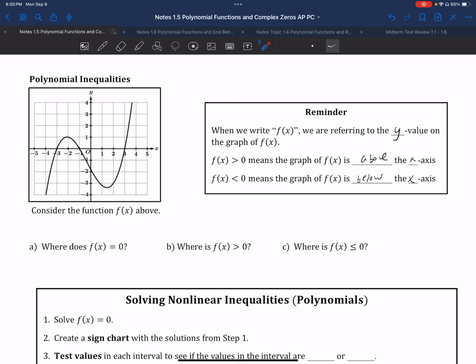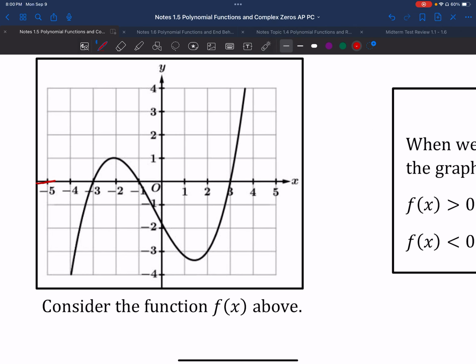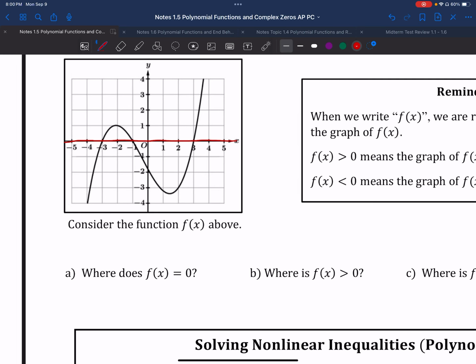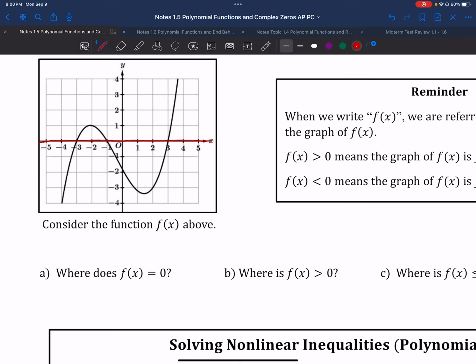So let's look at the questions and see what they're asking for. The first thing I'm going to do is highlight the x-axis in red because that's going to determine my separation for my values. Question A says, where does f of x equal 0? So again, if you remember, they're basically asking for the x-intercepts, roots, zeros, or solutions. So I have 3 of them.